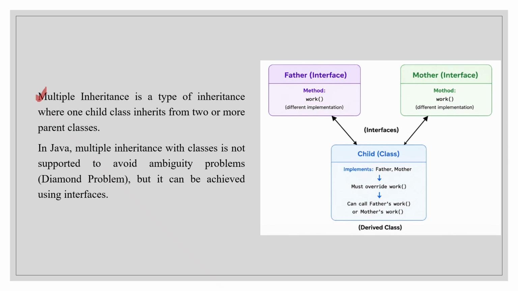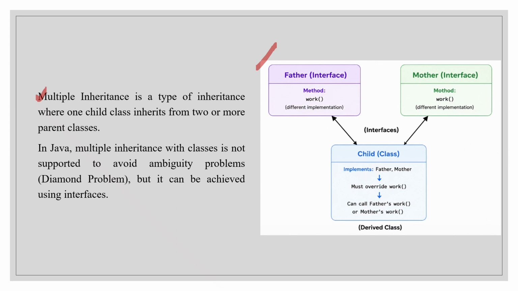Here let's understand with this diagram. Here we have two parent classes, father and mother, and we have one child class. The father teaches driving and the mother teaches cooking. So the child learns both driving and cooking from both the parents. In the same way, in programming, one class can inherit features from multiple parent classes. This concept we call multiple inheritance.